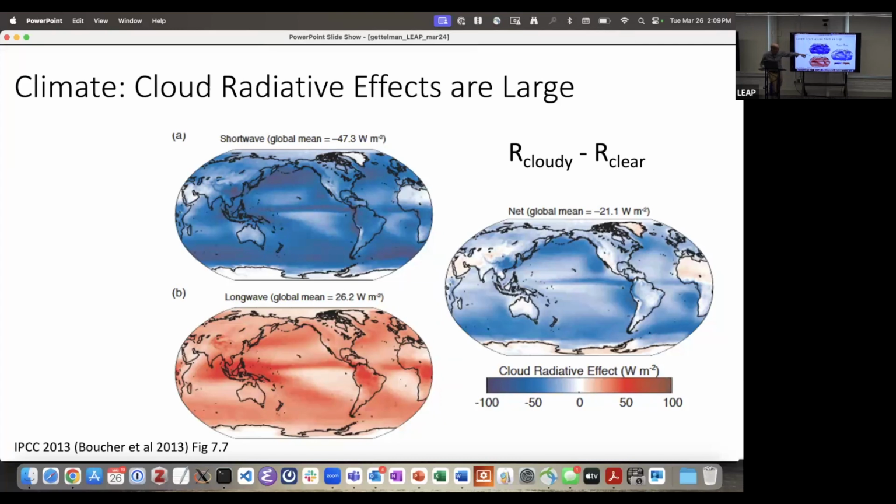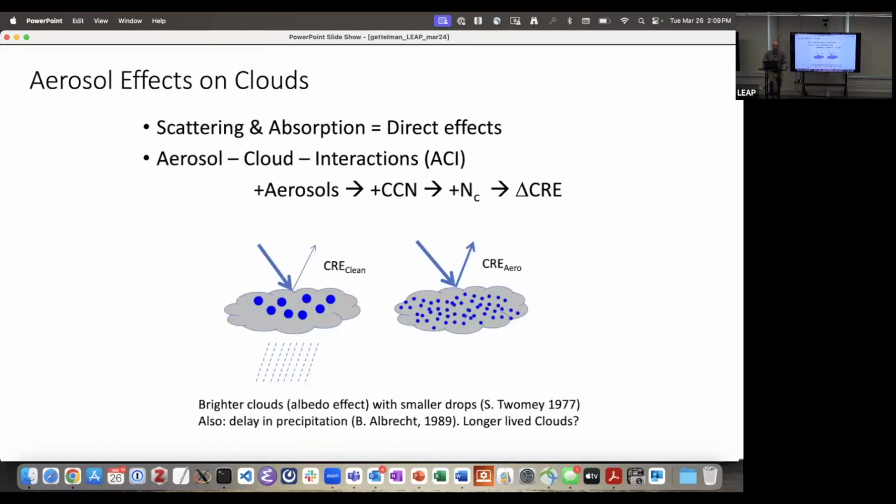It's a combination of those two things. You'll notice that number, which is the difference you get. These effects are the difference between a clear sky and a cloudy sky. That number, if you think about doubling carbon dioxide warms the planet by 4 watts per meter squared. That's 5 times that effect. So small changes to cloud properties can have a big lever on what's going on with climate.